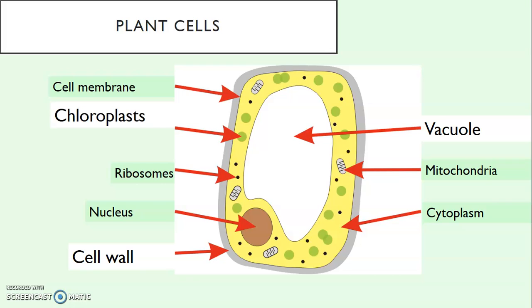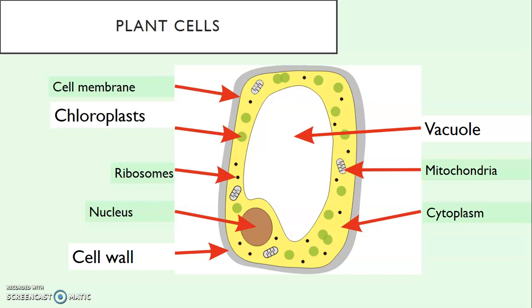So the function for the organelles is the same. The cell membrane controls what goes in and out. Ribosomes make proteins. The nucleus contains genetic material. Mitochondria is where respiration happens. Cytoplasm is where the chemical reactions happen.